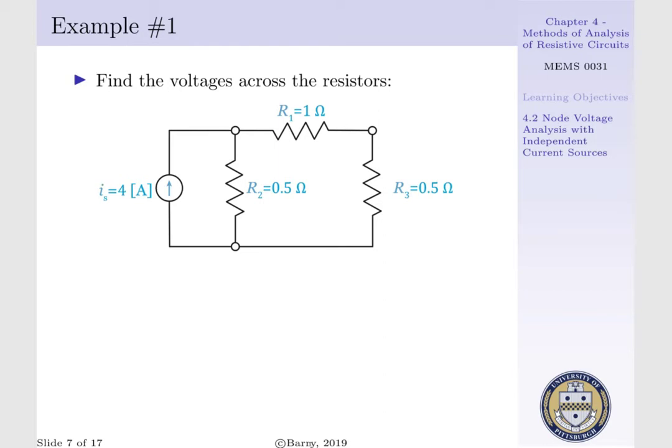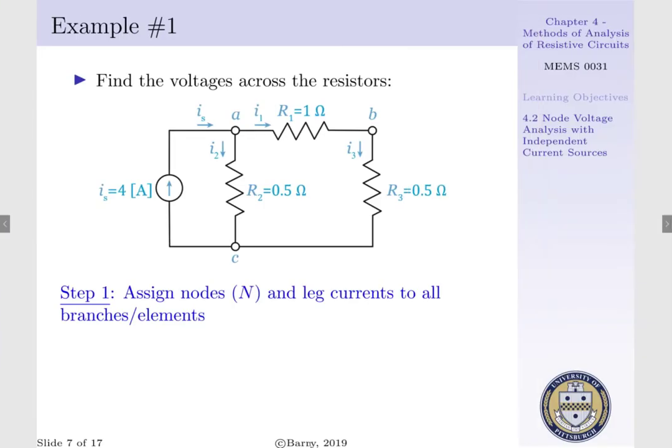To employ node voltage analysis, we are going to follow 4 steps. And the first step is to assign nodes, i.e. n number of nodes within our system, and leg currents to all branches and elements. In our circuit above, we have 3 nodes designated as A, B, and C. Node A exists between our current source and R1 and R2, B exists between R1 and R3, and C exists between our current source, R2 and R3. We are going to designate node C as our ground.